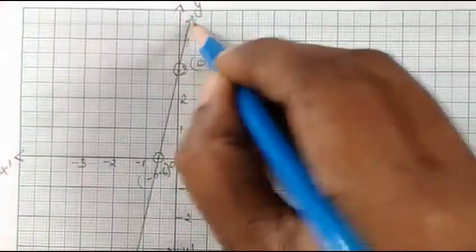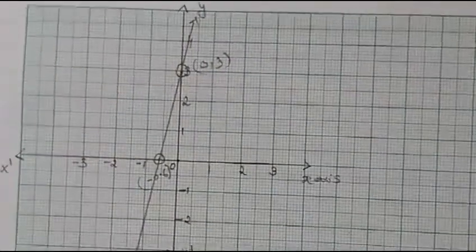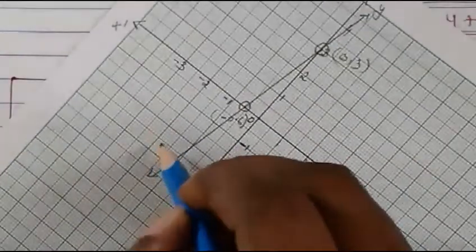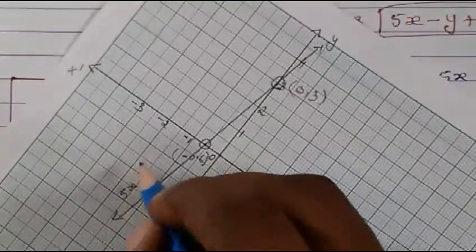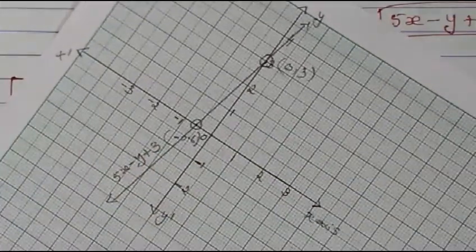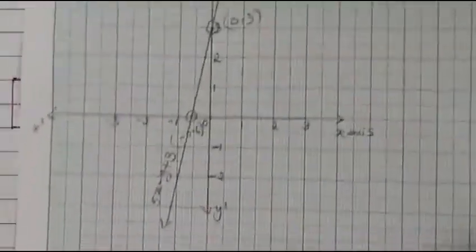Then you can write down the equation. The equation is what? 5x minus y plus 3. So 5x minus y plus 3. So this is our graph that we have plotted.